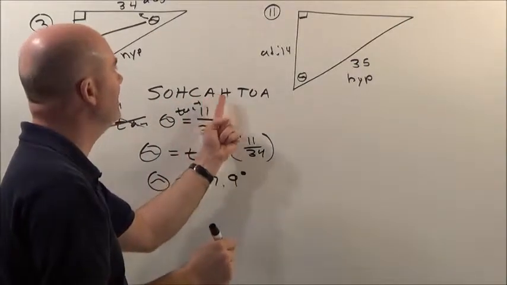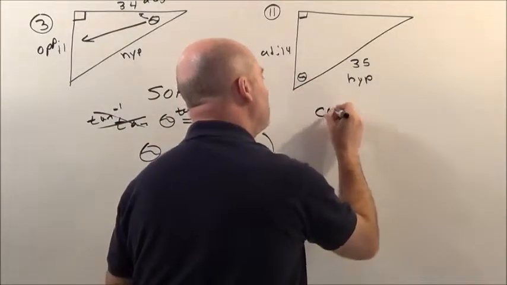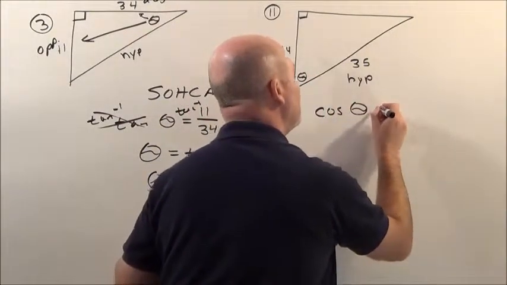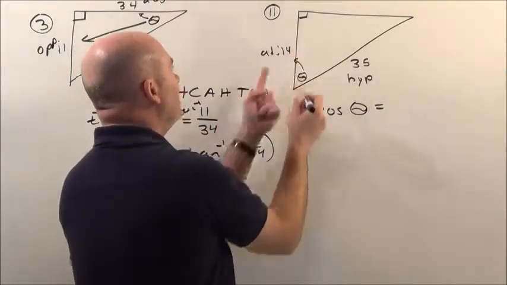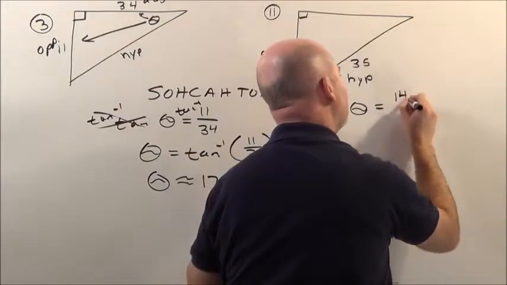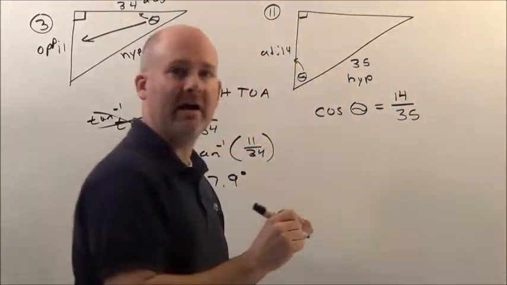Cosine is adjacent divided by hypotenuse. So you and I know that cosine of that angle, cosine of theta, is equal to the adjacent measurement, which is right here, 14, divided by the hypotenuse, which is 35.